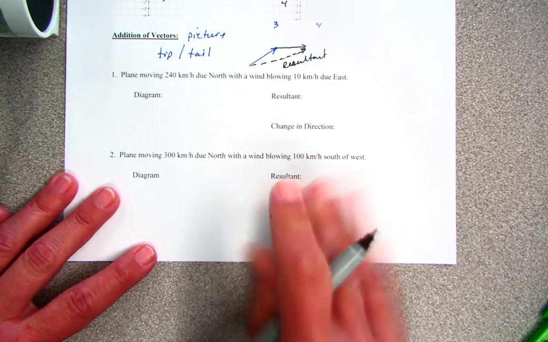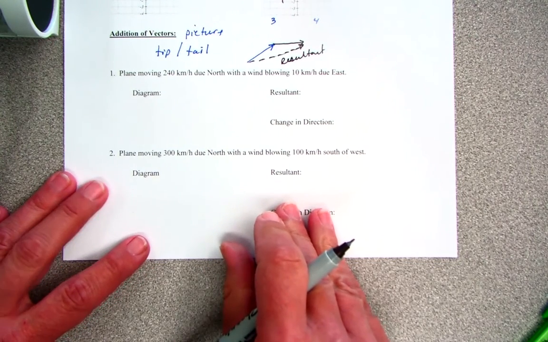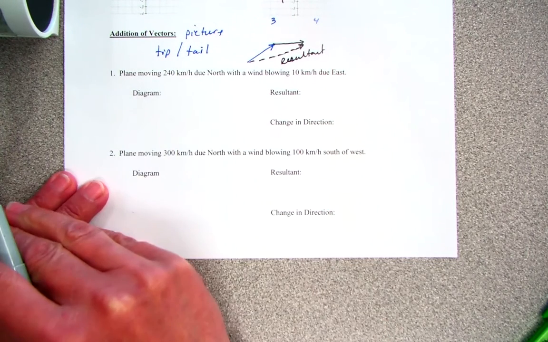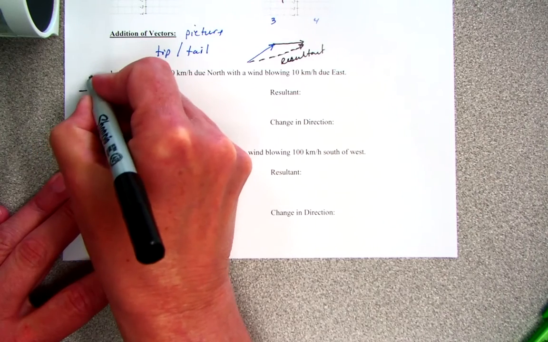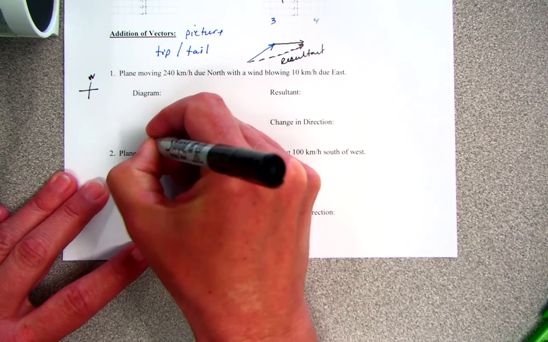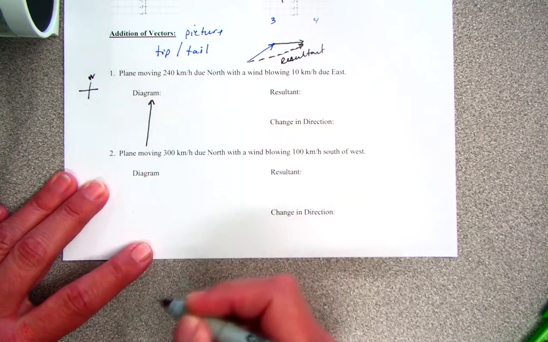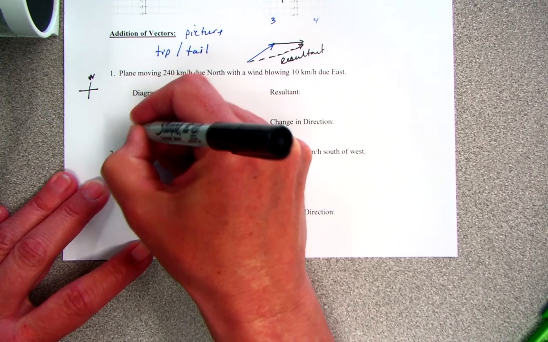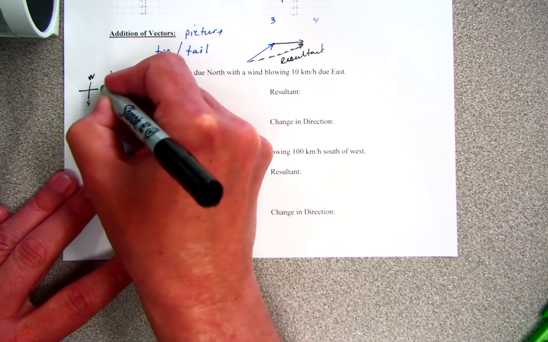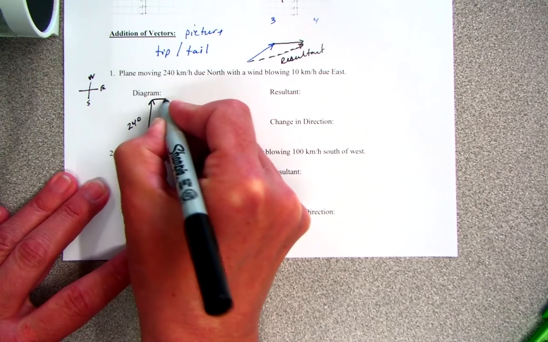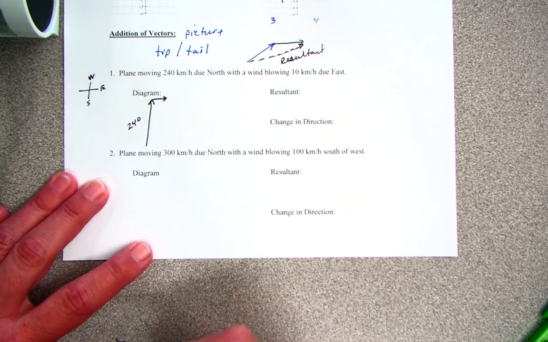So let's just draw a picture and see where our trig would come in here. We have a plane moving 240 kilometers due north. So we're looking at our north, south, east, west. Due north says my plane is headed this direction. I'm not going to draw it to scale, okay, but I'm going to label it. A wind is blowing 10 kilometers per hour due east. So we have to make sure that we know that this is due east. 10 is much shorter than 240. Again, I have not drawn it to scale.